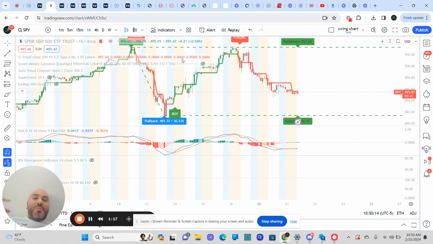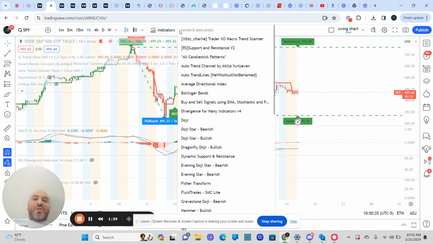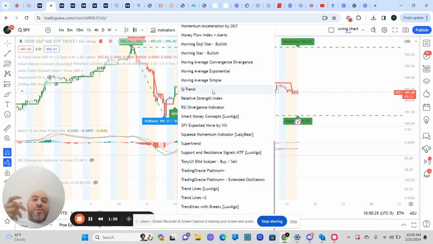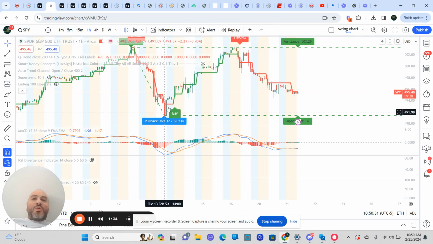Essentially, what you're going to do is pull up the indicators. Again, if you're experienced, you know how to pull these up. So you go to indicators, you search Qtrend, and it's just the Qtrend. Here is what you're looking for: Qtrend, not Qtrend anything else. That's the indicator you want, and it'll look like this with the buy and sell signals.